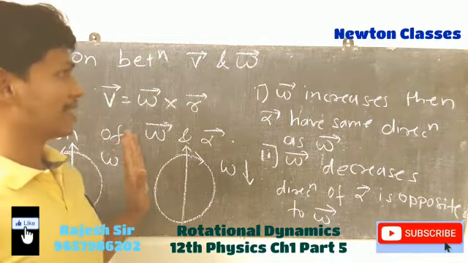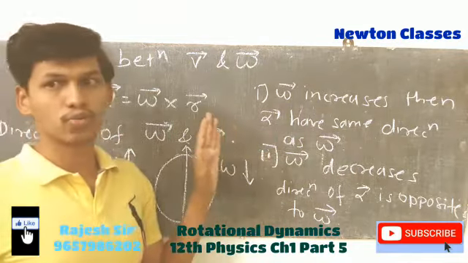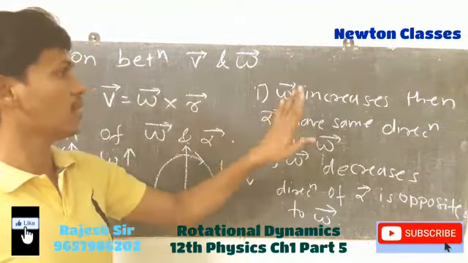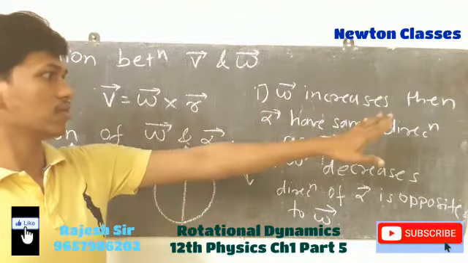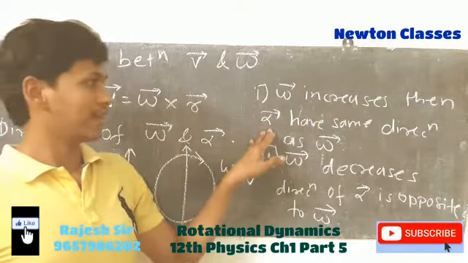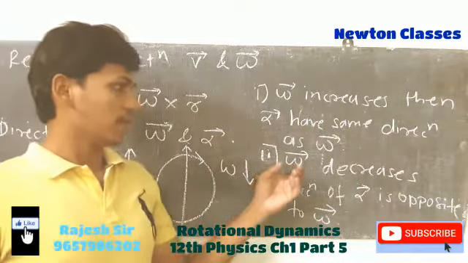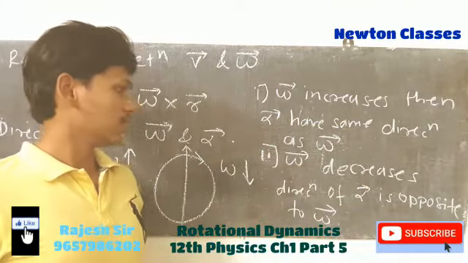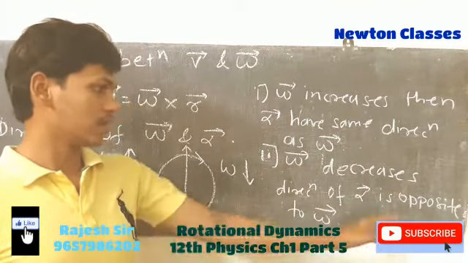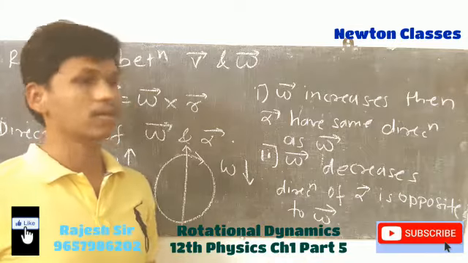Direction of angular acceleration, that is alpha, there are two cases. First case is when angular velocity increases, then angular acceleration has the same direction as omega bar, and when omega bar, that is angular velocity, decreases, then the direction of angular acceleration is opposite to angular velocity.